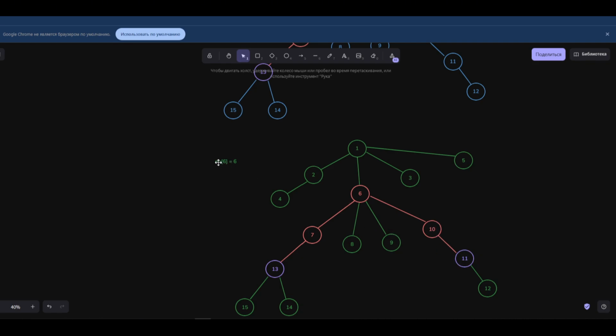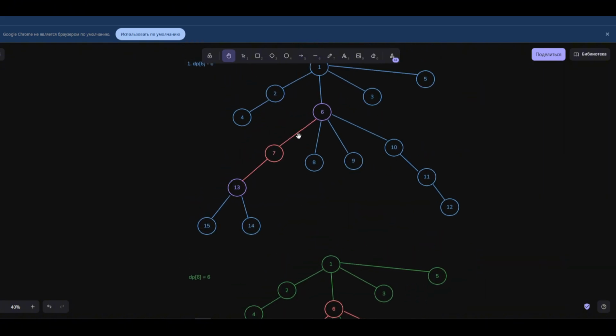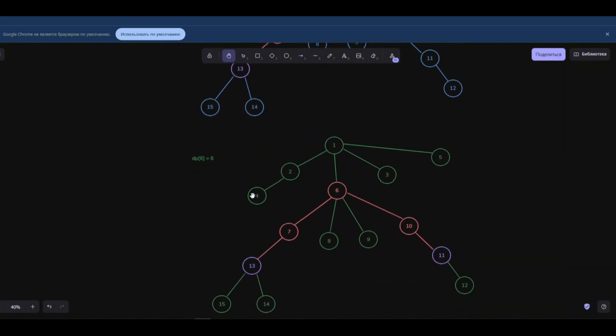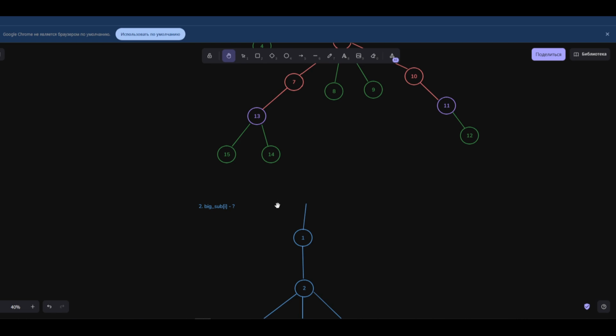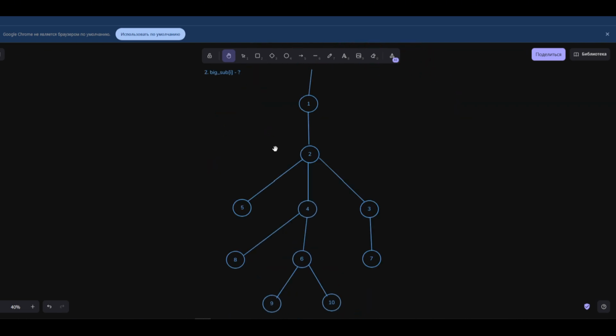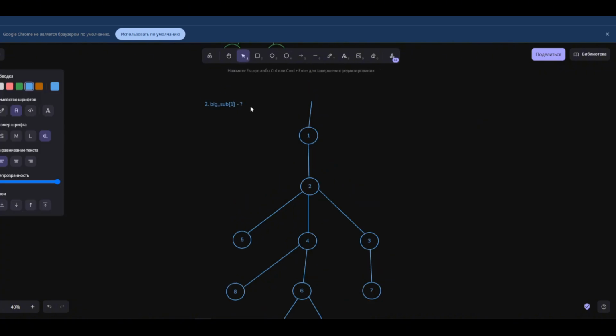So dp here equals 6. And this is the answer for the subtask, as it turns out. And for the subtask with big sub, we need to figure out what should happen. We need to find big sub for vertex 1. The answer we have is for subtree 1.